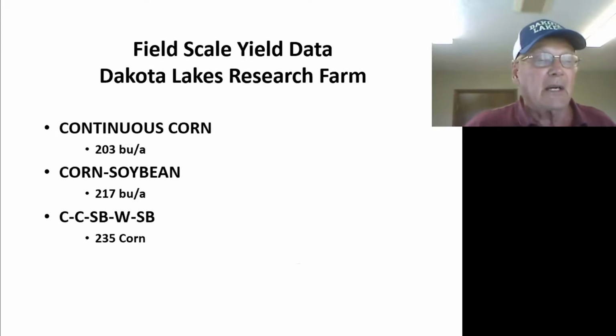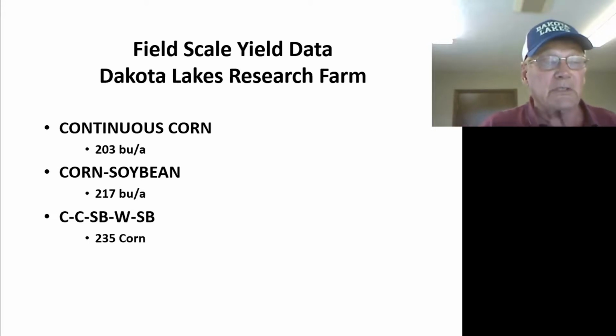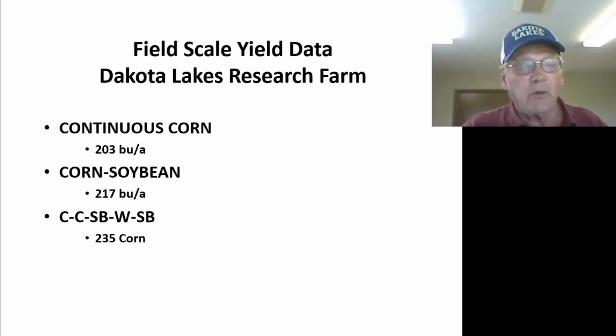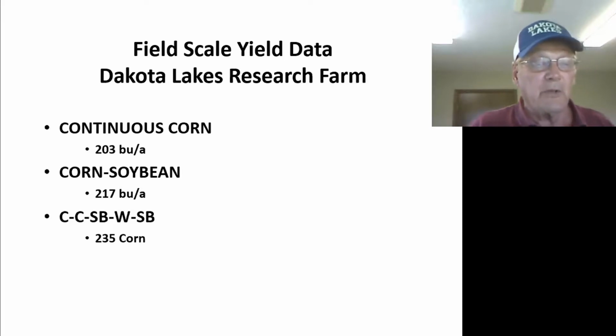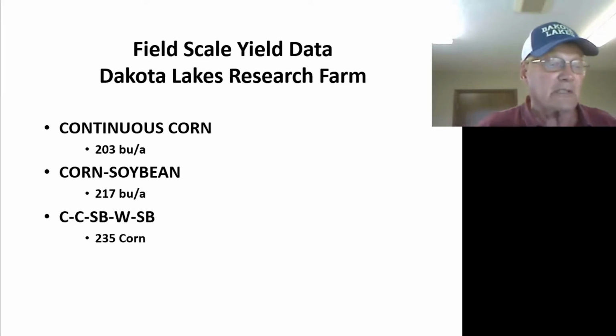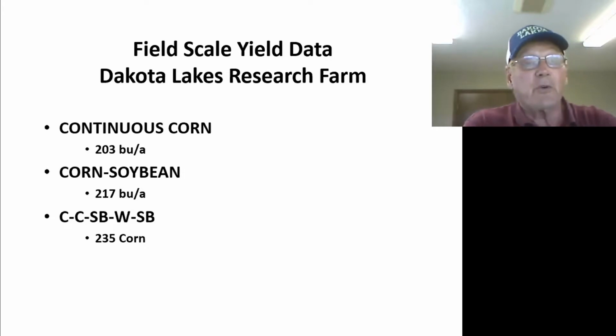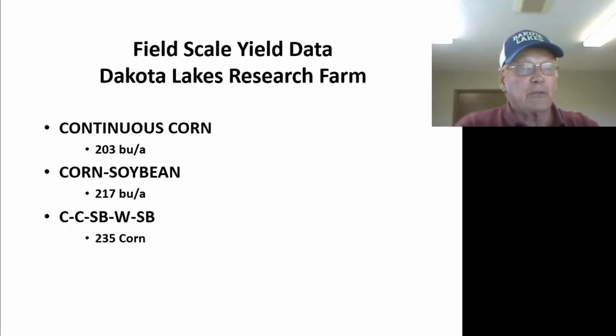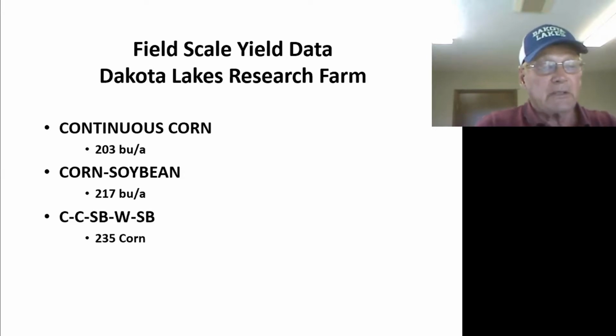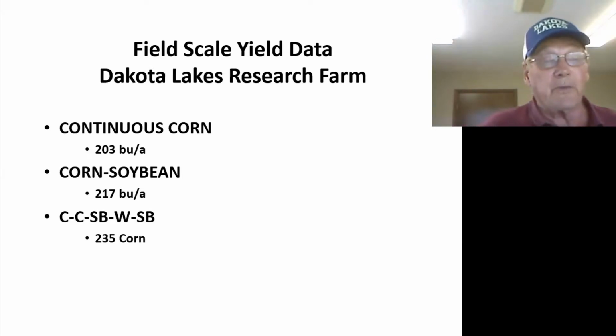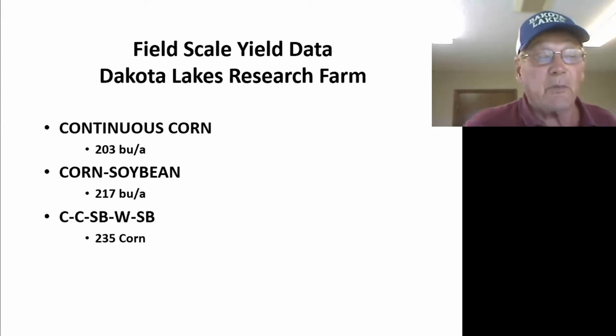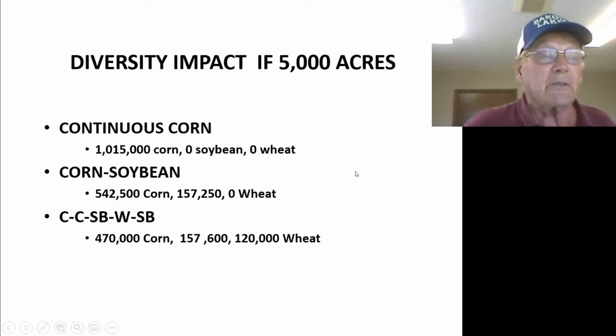If we look at our continuous corn, we've had a field that's been in corn since 1990. Corn, soybeans, also since 1990, and this corn, soybean, wheat, soybean rotation has been there since 1990. The average corn yields in those rotations are 203, 217, and 235. And that 235 is the average of those two corn years. That first year is quite a bit higher. The second year is more like the 217.